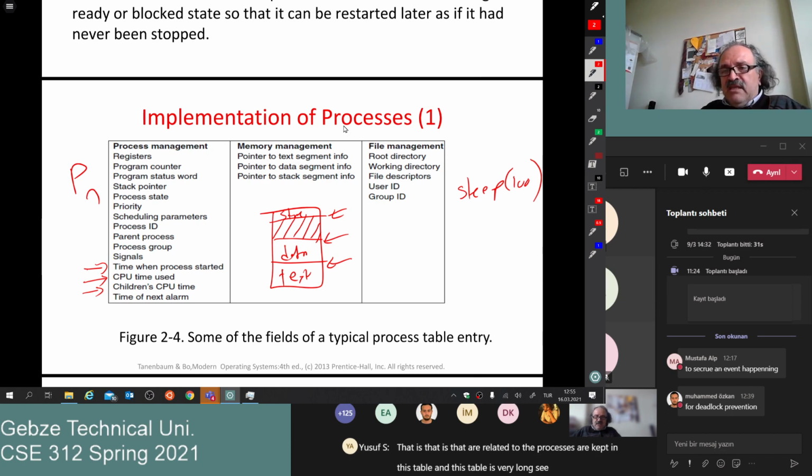You have seen my processes, right? There are 200 of them. Each one will carry this kind of information, depending on the system. There would be more, there would be less.